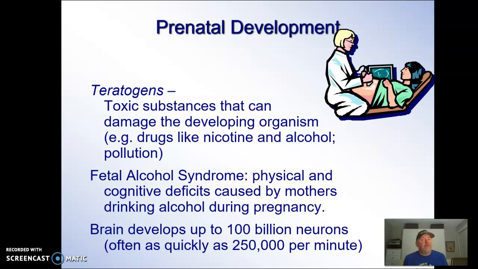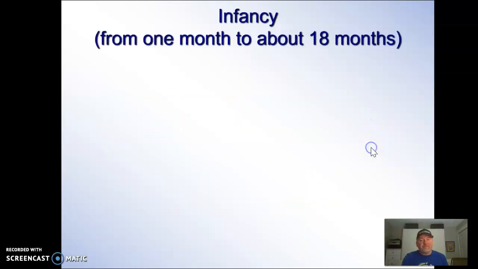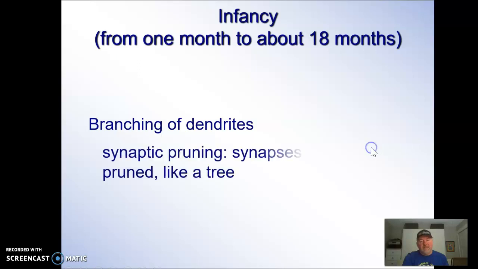Now imagine if while your neurons are developing, you have some teratogen, some poison going through your blood. It can really, really harm a baby. So prenatal development is super important throughout your life after you are born. Okay, so let's look at infancy.